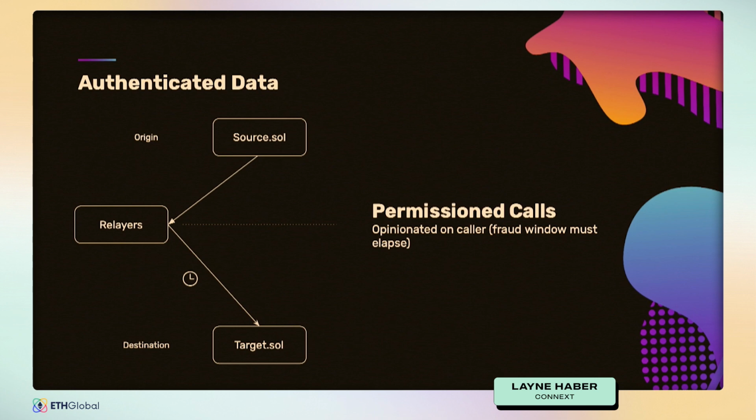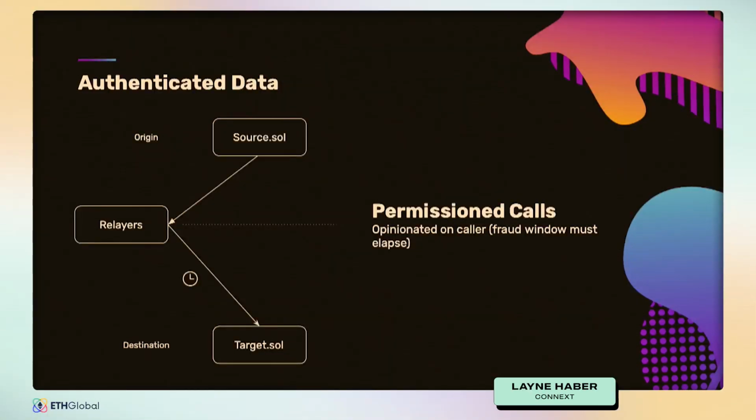Again, optimistic systems in general use time as a way to gain security. Like if nobody submits a transaction or disputes that something has happened within a certain window, then you know that that data has been authenticated, because the assumption is there are enough actors in the system who are incentivized to have correct data that if it is incorrect, somebody will say something.